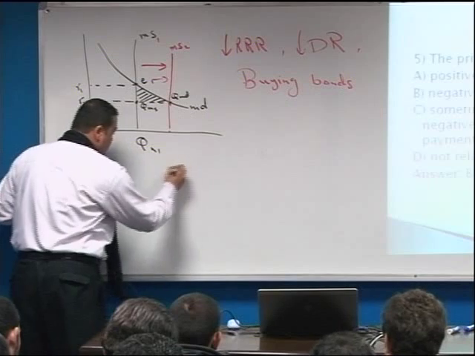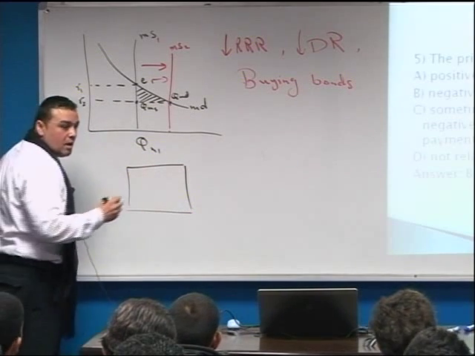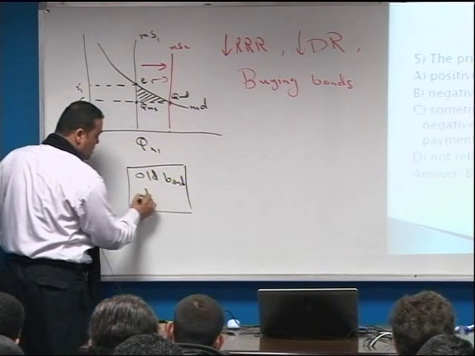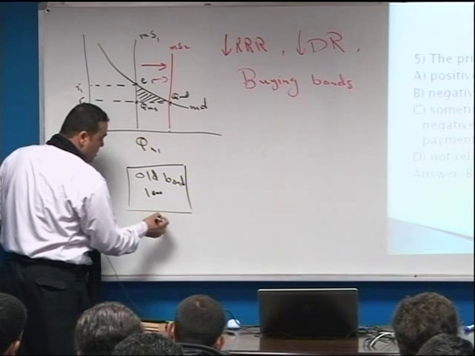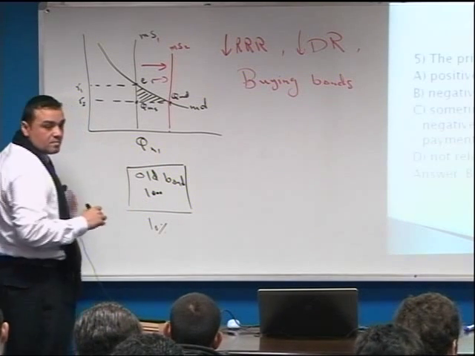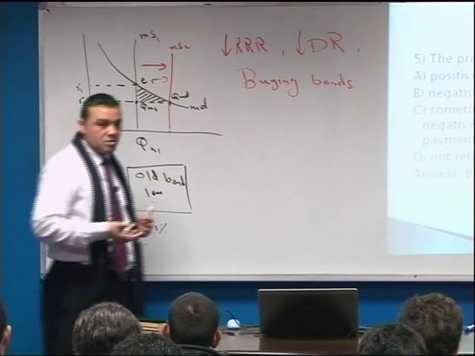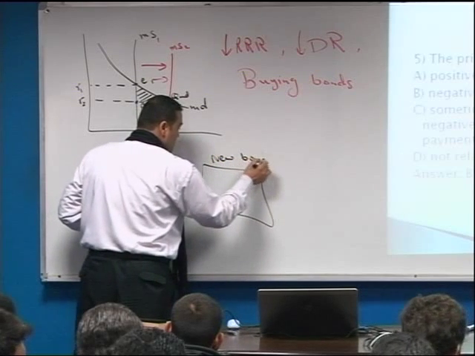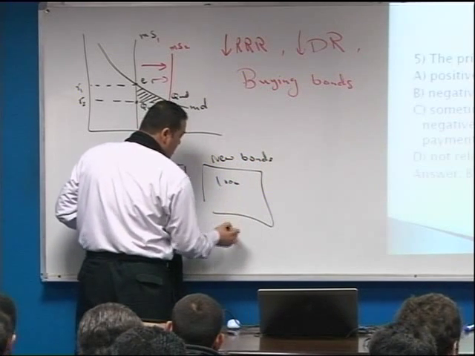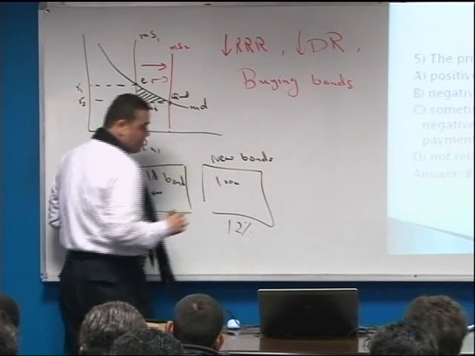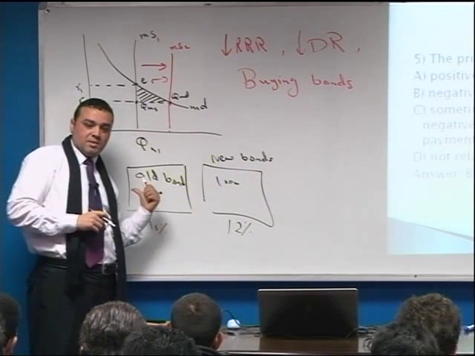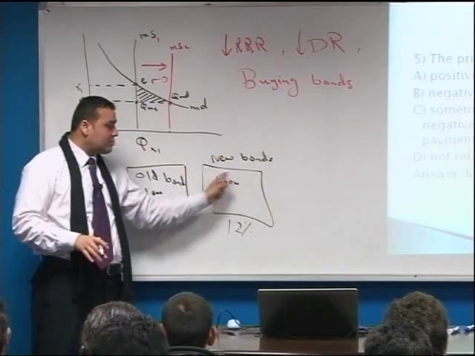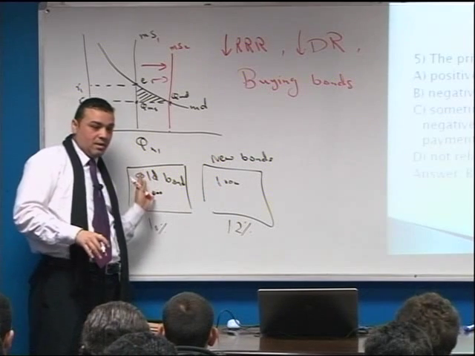Suppose that you have an old bond and the price of this bond is $1,000. The interest rate was 10%. And they issued a new bond with $1,000, but the interest rate is 12%. What happens to the price of the old one? It goes down, right? Because I prefer to buy the new bond. Exactly, because people prefer to buy the new one with the highest interest rate.